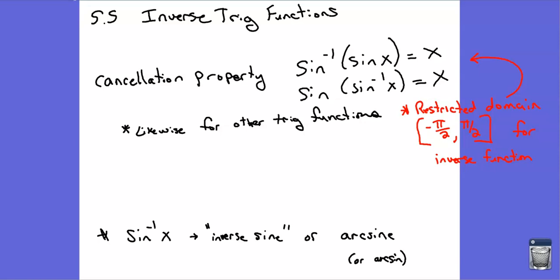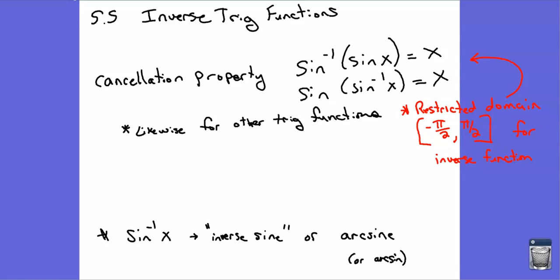This is 5.5 inverse trig functions. First thing, we did cover inverse functions back in chapter 2, and a lot of those concepts that we covered back then are going to apply here with trig functions. So one of them is the cancellation property.